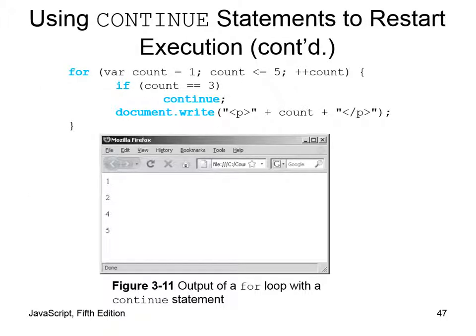What if I did a break? It would completely exit. It would exit the loop. Starting the next iteration. Exactly. So you need to watch out which way you can do it. So I'm going to continue here.